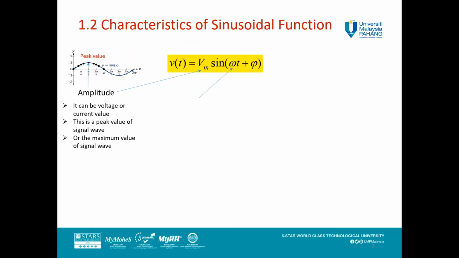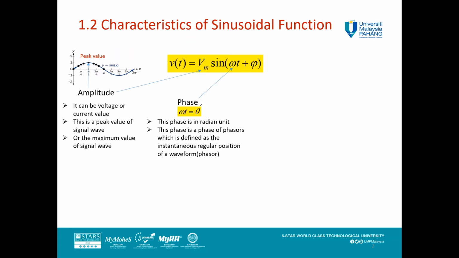The next one, sine(omega t). What is omega t? It is the phase. Omega t equals theta. This phase is in radian unit. This is the phase of the phasor, which is defined as the instantaneous angular position of the waveform. In the phasor, it is in radian unit.